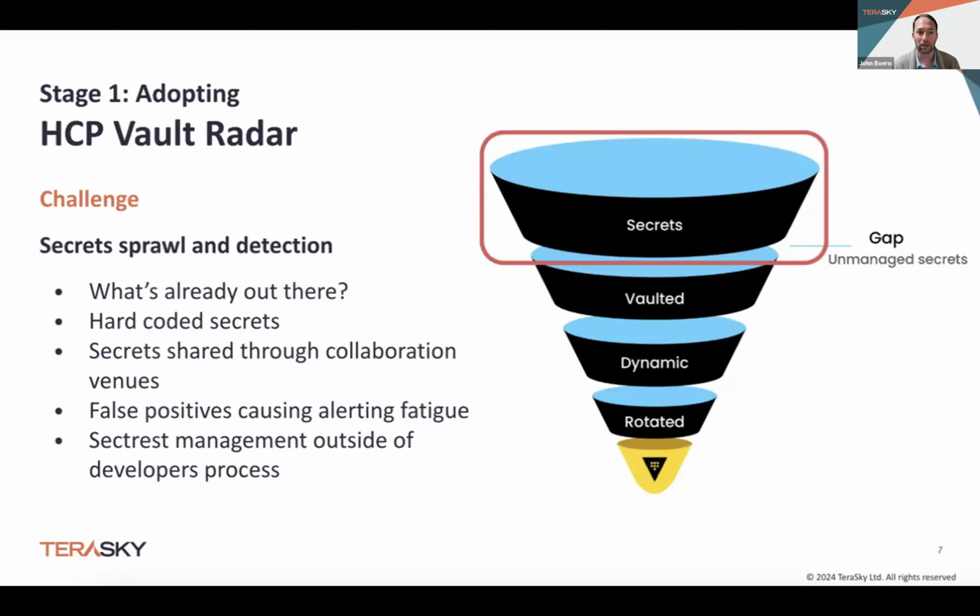Vault now, with the Vault Radar, will actually go out there, scan your repos, scan your environments, and intelligently search for potential leaked secrets that you should worry about. There's also false positives, obviously. There's a fine line between false positives and the opposite, right? Missing something that's actually a legitimate concern. And that should say secrets management outside of developers' process, right?